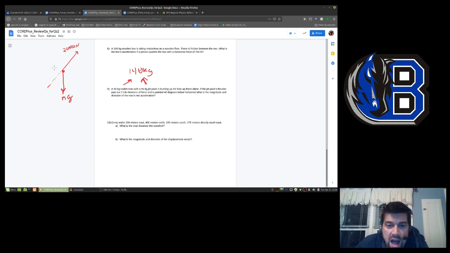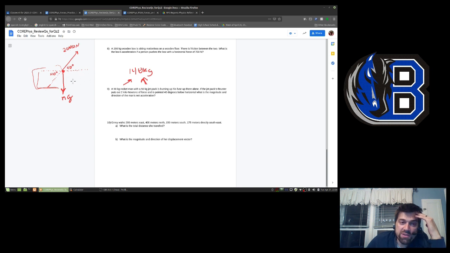Okay, and this here, I'll draw in. If I have 40 degrees below, those are actually vertical angles. Those are congruent. If you don't remember that from math class, you could still do this whole problem with this triangle here, and it'll be okay. It ought to work. But I want the magnitude and direction of the man's acceleration. So let's figure it out.